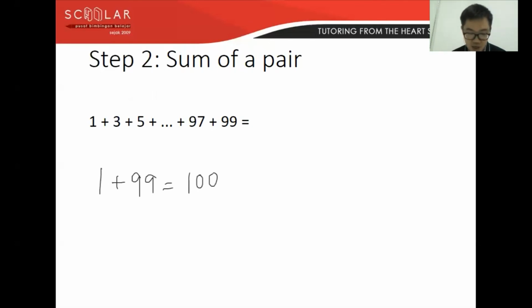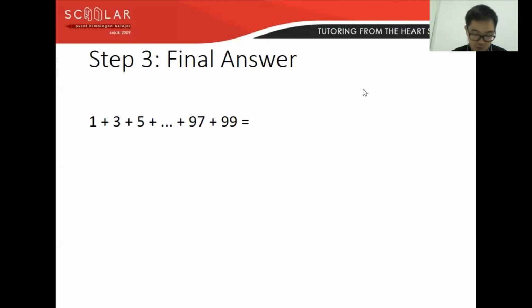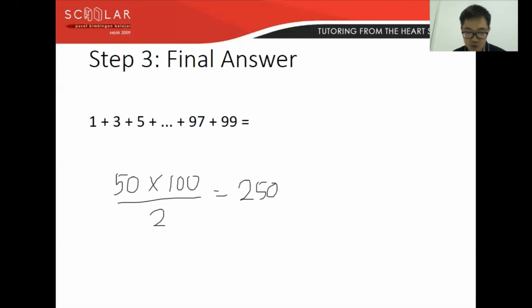Okay, and finally, we will look at the final step where you combine the step 1 and step 2 answers together. We have 50 numbers. We have the sum of a pair, which is 100. So in total, we have to divide by 2 again because there are 50 numbers, which means we have 25 pairs. So 50 times 100 divided by 2, giving you 2,500 as the final answer.